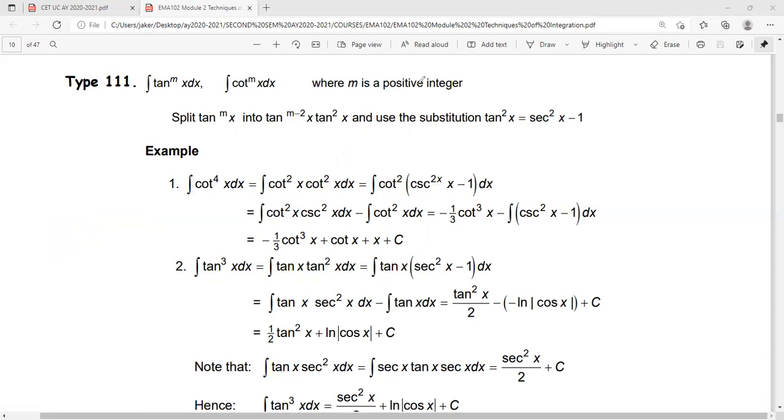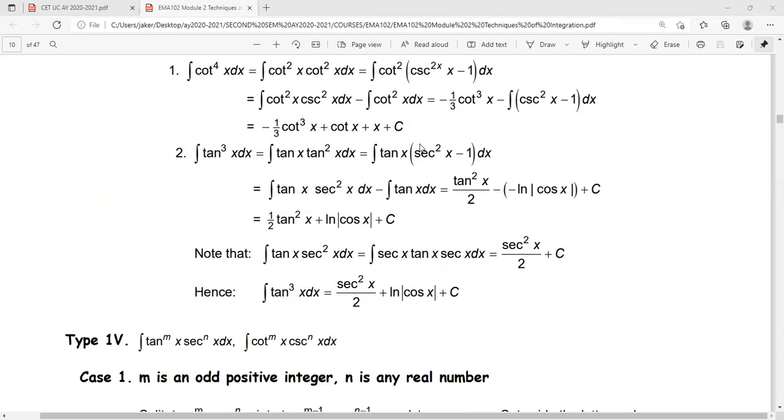Okay, so there's none. So I'll go to number 2. So tangent cubed of x, we split it. One is tangent x, and then another one is tangent squared x dx. So in here, you could see that your tangent can have the derivative secant squared x. So you need to convert this tangent squared of x to secant squared of x minus 1. So the identity that was discussed a few minutes ago. Then distribute.